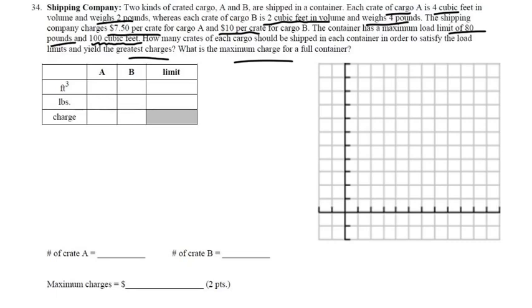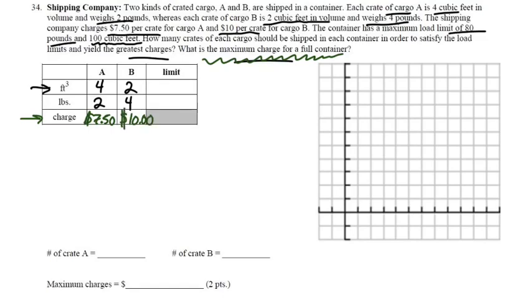Let's pull the numbers from the description of this problem here. So A, it said 4 cubic feet in volume, so that must be the volume for feet cubed. So A is 4, and then A also weighs 2 pounds. And for B, it's 2 cubic feet in volume and 4 pounds of weight. All right, and then it looks like we are trying to maximize the charge in this case. So that'll be our profit function for all intents and purposes here. And we charge $7.50 per crate A and $10 per crate B.